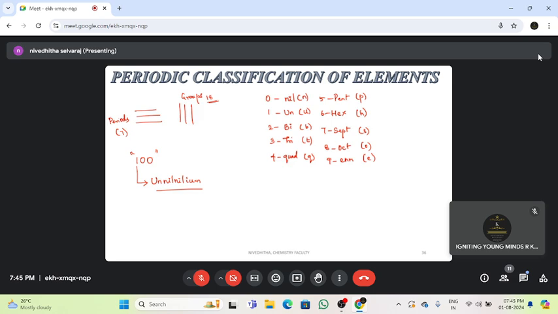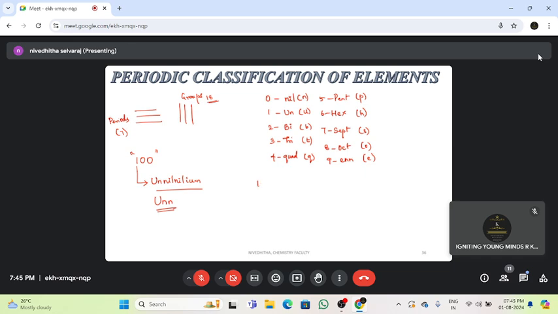Okay. And what is the symbol of 100? You have to write the abbreviation of each root word. That's it. So for 1, it is U. And for 0, it is nil. So it is N. And again N. So this is the symbol of atomic number 100. That's it. Is that clear?